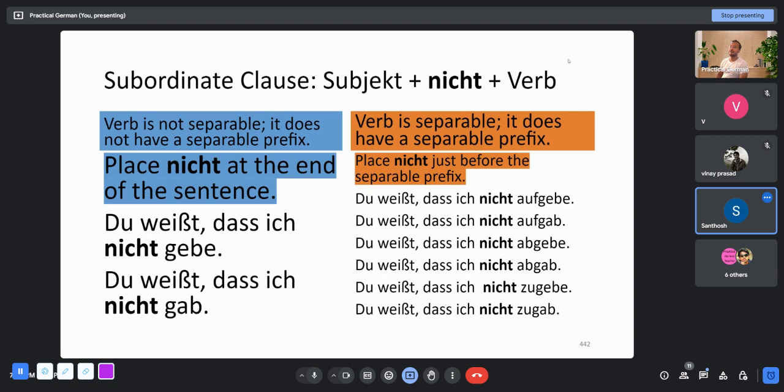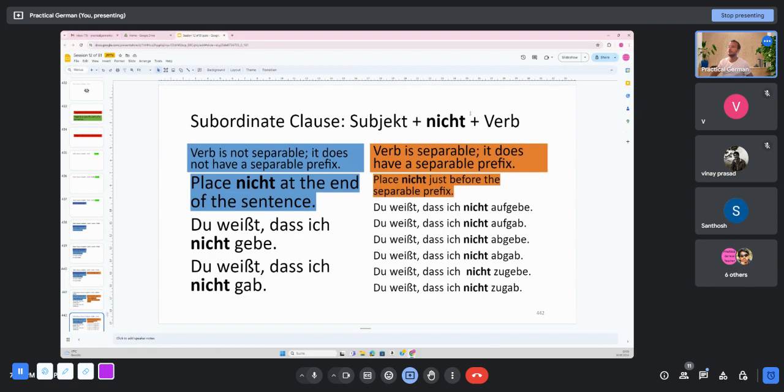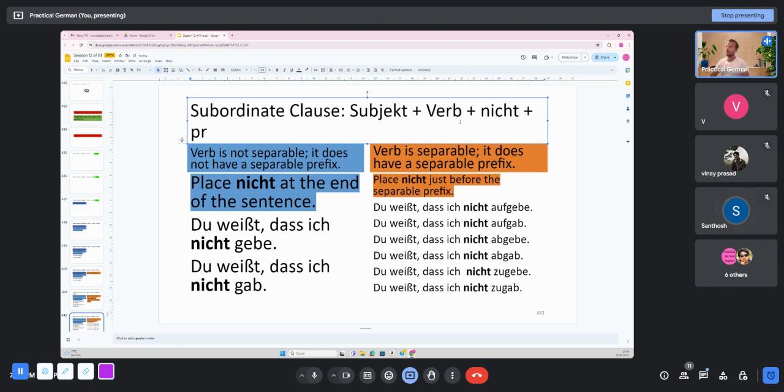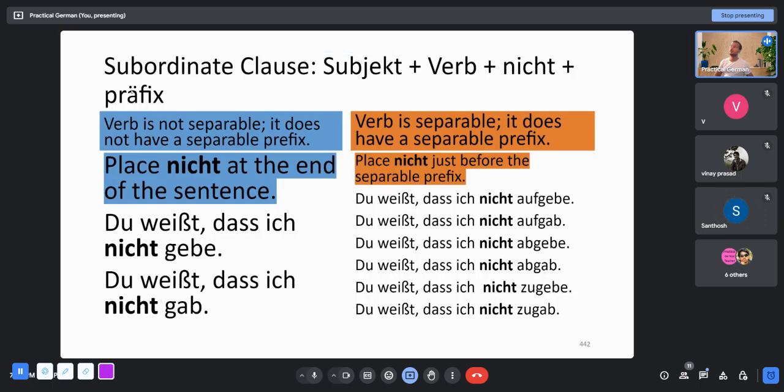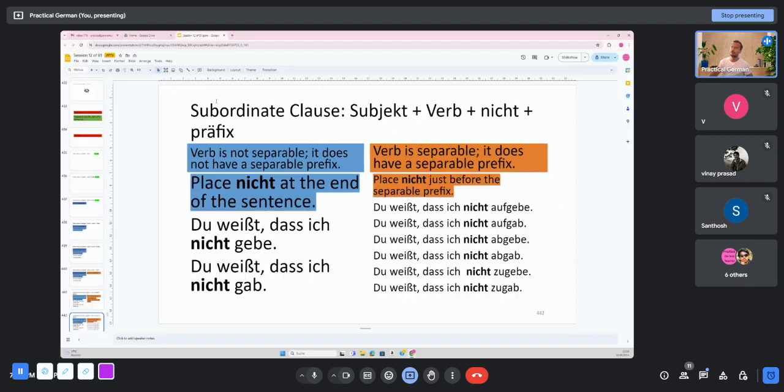Thank you. So here I have purposefully tried to confuse you. I'm trying to teach you two things at the same time, right? I said when you have subject, verb, nicht, prefix, you place nicht before the prefix. But here I am doing something else. Here the verb is also after the prefix because this is a subordinate clause.